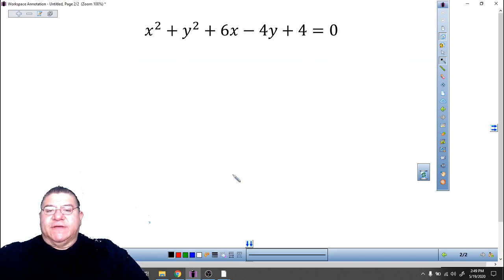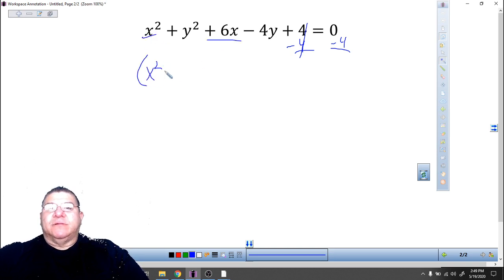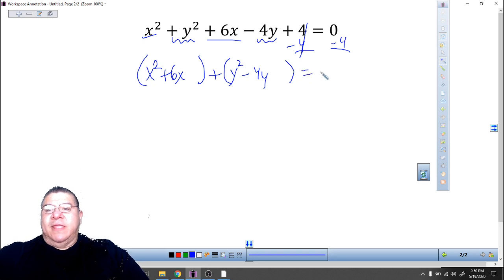First of all we need to get rid of the constant. So we subtract 4 from each side. And we rewrite this by grouping. This is x squared plus 6x, we leave a space, plus y squared minus 4y, leave a space, and all that equals negative 4.